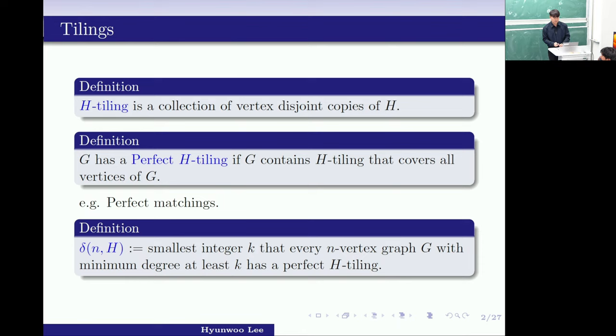When you say you have a copy of H, do you mean induced? No, it's just a subgraph. Everything in here is a subgraph, and every graph H in here has at least one edge, so it is not a disjoint union of isolated vertices.